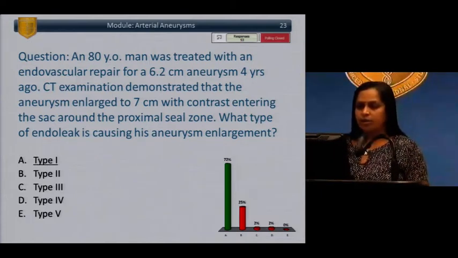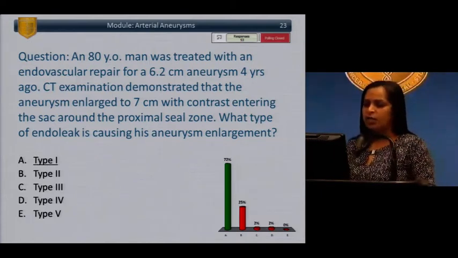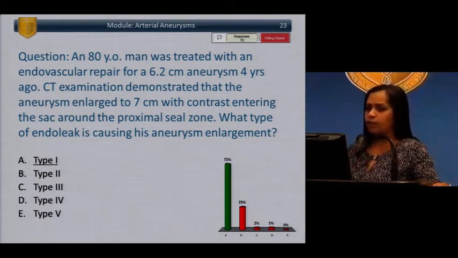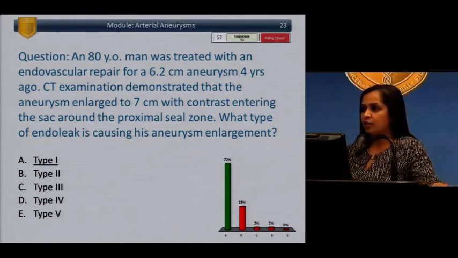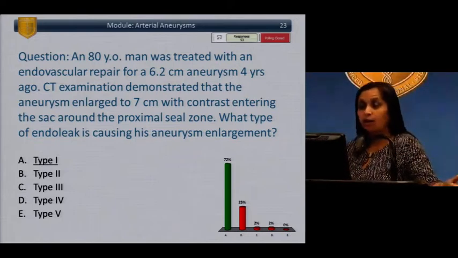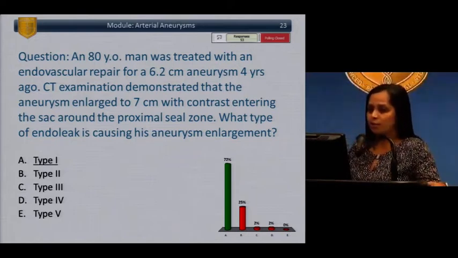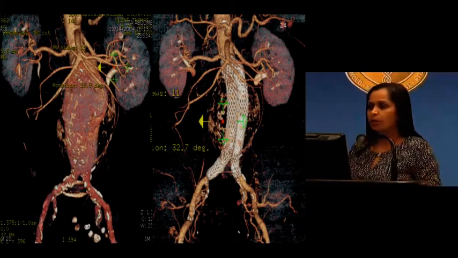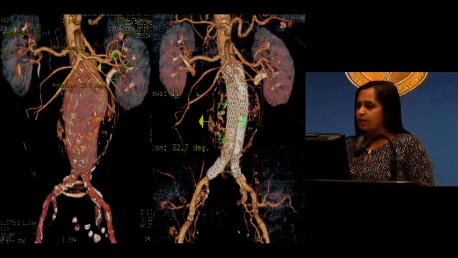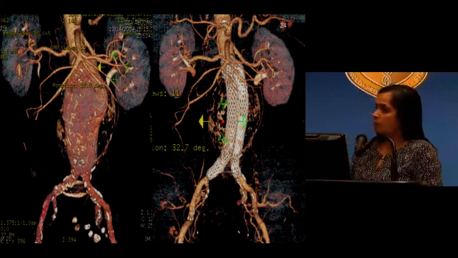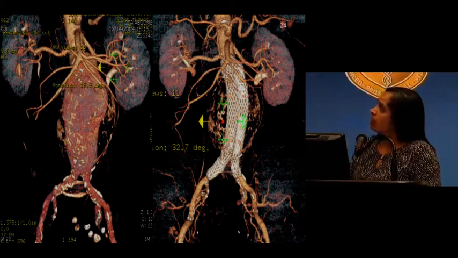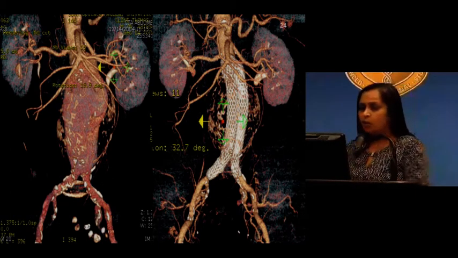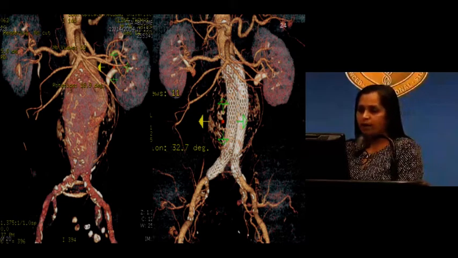So the correct answer to this is A, and in a few slides we'll go over the different types of endoleaks. But these are things that you will encounter on CAT scans you get for other purposes, even if you're not in vascular surgery these days, so it's useful to know about endovascular repair and its complications. This is an image of a patient with an aneurysm on your left, and then the aneurysm with a stent graft repairing it on the right.